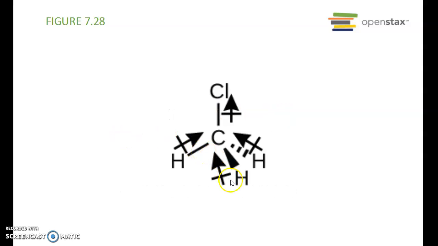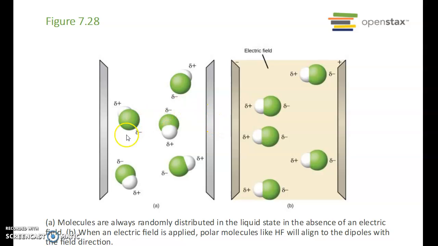And finally, we've got this one right here, where we've got 1 chlorine and hydrogens. The hydrogens are going to be pointed towards this, okay, and the chlorine is going to be pulled away from that. And in a solution, if you have an electric field applied to it, you are actually going to get the orientation like this, as opposed to the way they would normally be.